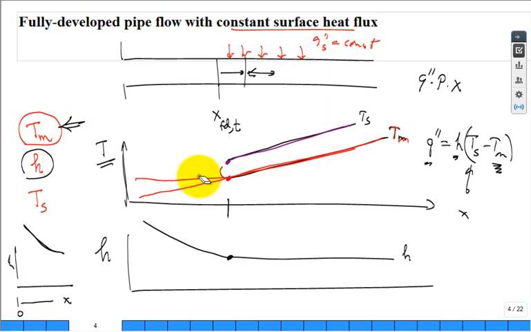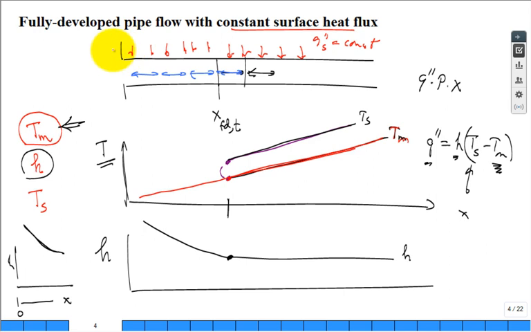Do an energy balance. Consider an energy balance, just like this section right here, do this section energy balance, this section energy balance, this section energy balance. Is the flux the same? It's the same flux. Same amount coming in. So it's a straight line, not flat and horizontal, but it's the same slope. So that's what Tm is.